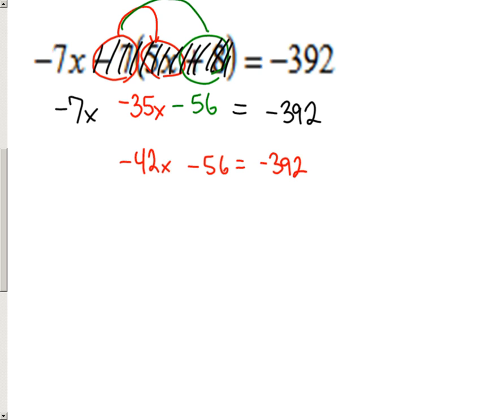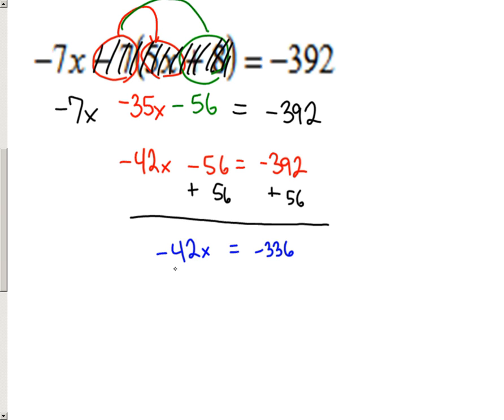Then we get rid of any numbers that are adding or subtracting to the variable. Well, this one's multiplying, but this 56 is being subtracted. So we get rid of that one first. Now, the negative 42x comes straight down. And give me a second to check on this. That would be negative 336.